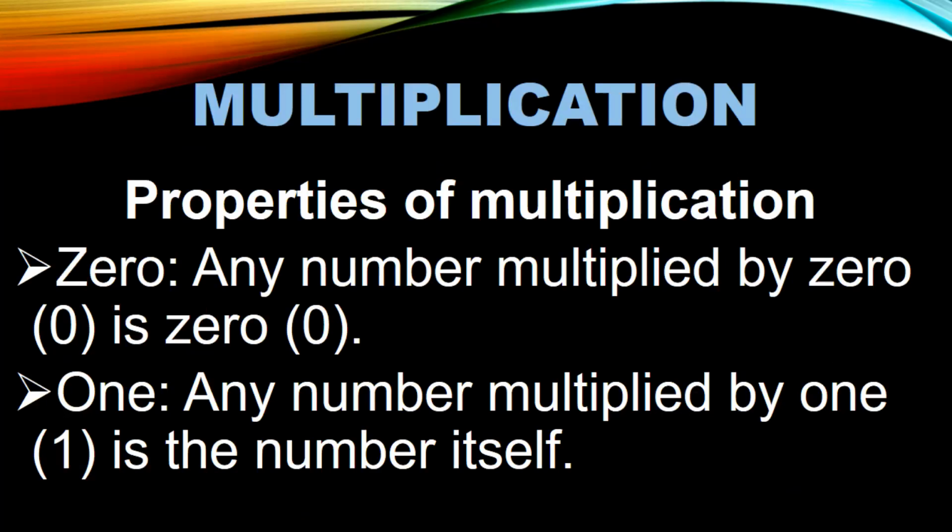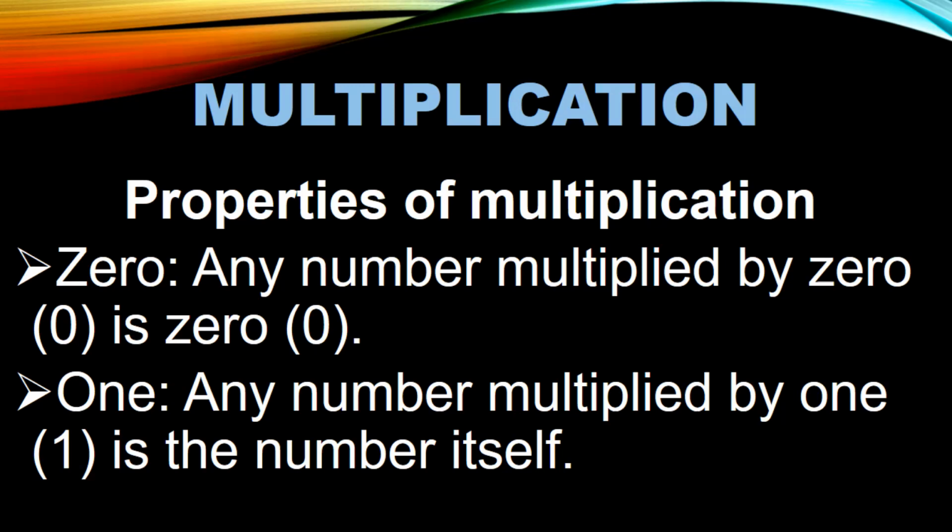Multiplication. Let's see the properties of multiplication. Before you can do the multiplication, let's see some of the things that we need to note before we perform the action of multiplication. The first property says what? Zero. The use of zero. Any number multiplied by zero is zero. Any number multiplied by 0 is 0. So make note of that.